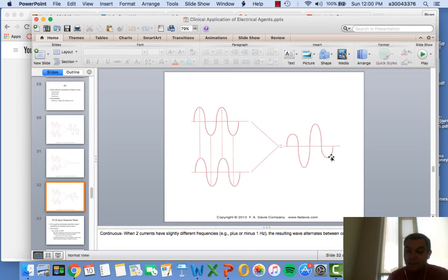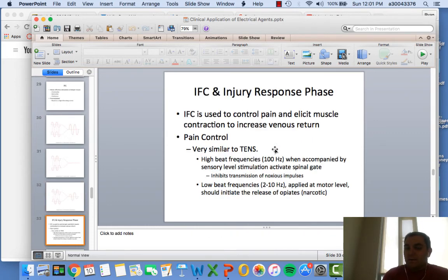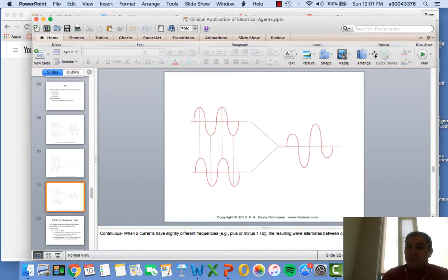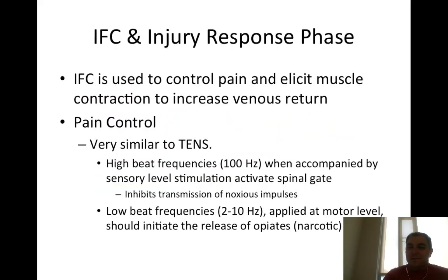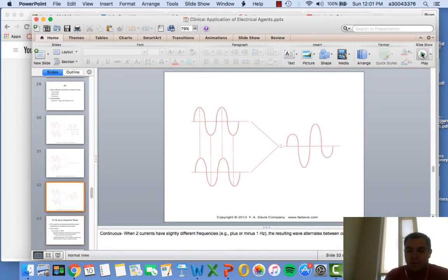Now, if we have continuous waves, two waves that have slightly different frequencies, plus or minus just 1 hertz, the resulting wave alternates between constructive and destructive interference, and it looks something like this. It's very hard to see on this picture, but they're just slightly off. So what happens is we get an interferential current that way. I think that was all, yeah.